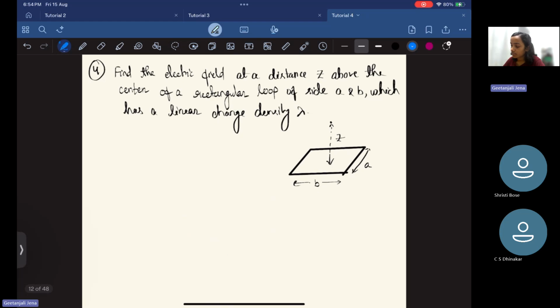If you see Griffiths, there was a similar problem, but it's a square loop. Instead of a rectangular loop, the question asks to calculate the electric field for a square loop. But for this, we have a rectangular loop. If you can calculate the field for a rectangular loop, it's easy to calculate the field for a square loop, because for a rectangle A is not equal to B, and for a square A will be equal to B. That is why I've taken this problem, so that it is a general case and you can easily follow the procedure for the square loop.